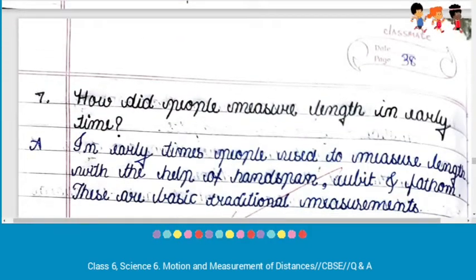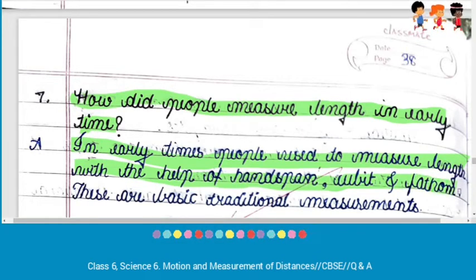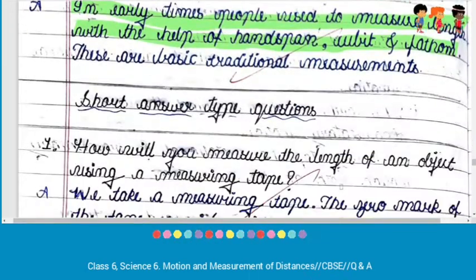Seventh question. How did people measure length in early times? Answer. In early times, people used to measure length with the help of handspan, cubit, and fathom. So these are the basic traditional measurements.